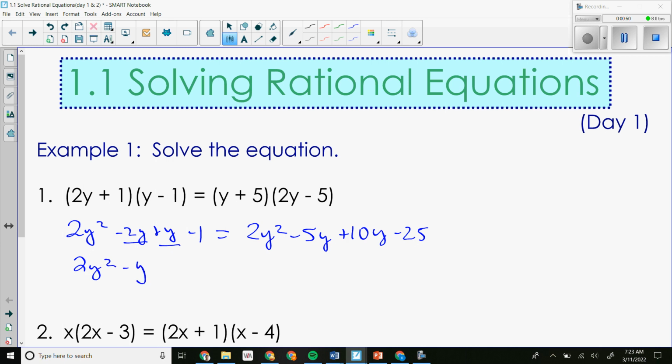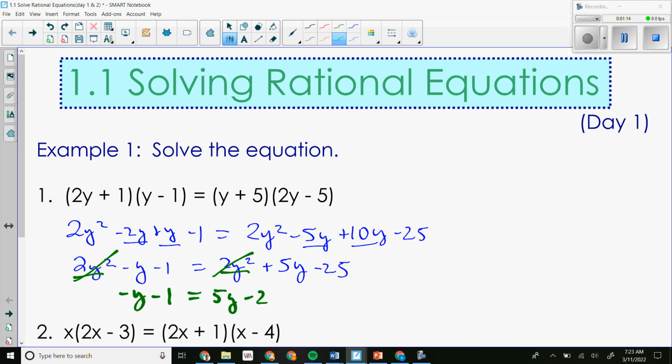All right, those are going to combine over on the left side to give me 2y squared minus y minus 1 equals, and over here I can combine these y's to be 2y squared plus 5y minus 25. All right, and then I'm seeing right away that I have a 2y squared here and here, so if I were to subtract that over, they're just going to cancel, leaving me with negative y minus 1 equals 5y minus 25. All right, I'm going to add y on both sides as well as add 25.